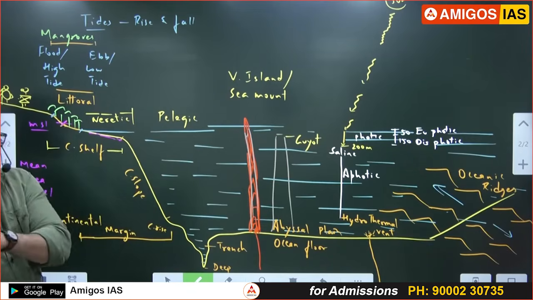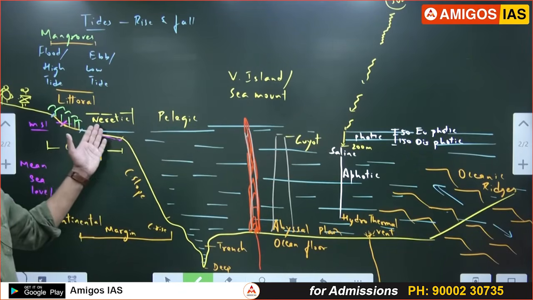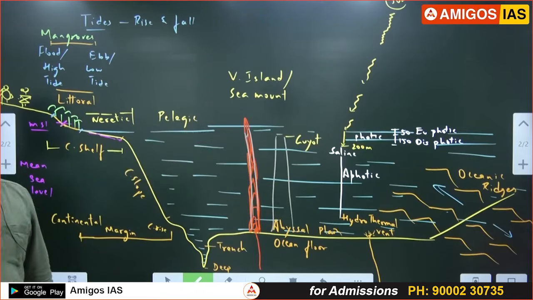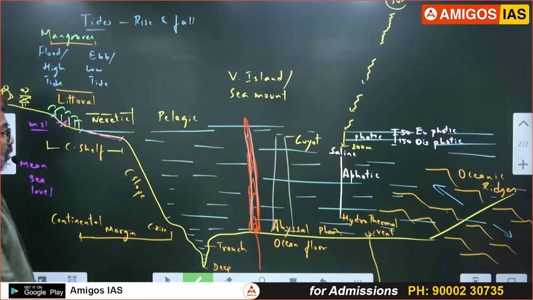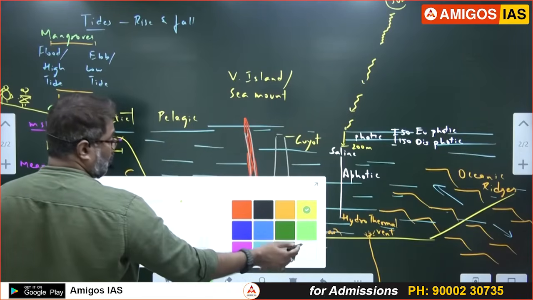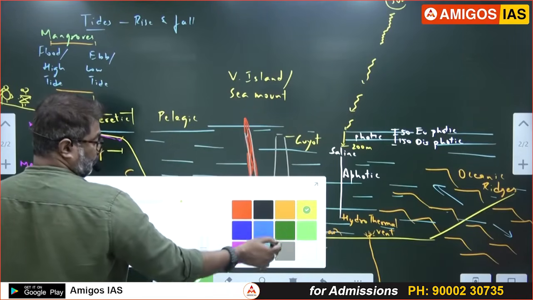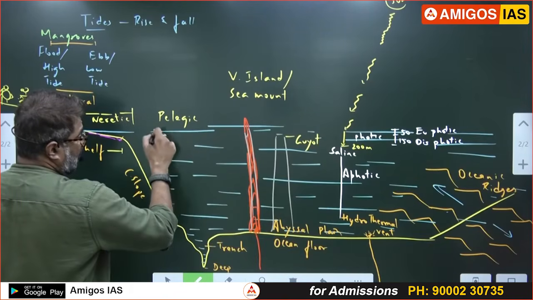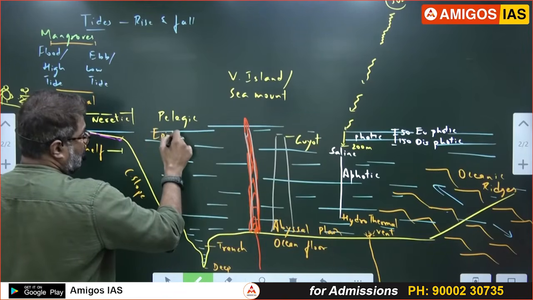Rarely they will come very close to the coast. They are always found where? Deep, away from the shelf, in the deep sea zone. Pelagic, all of you notice this. I'll use this color. This is called the upper pelagic, epipelagic, the first one.